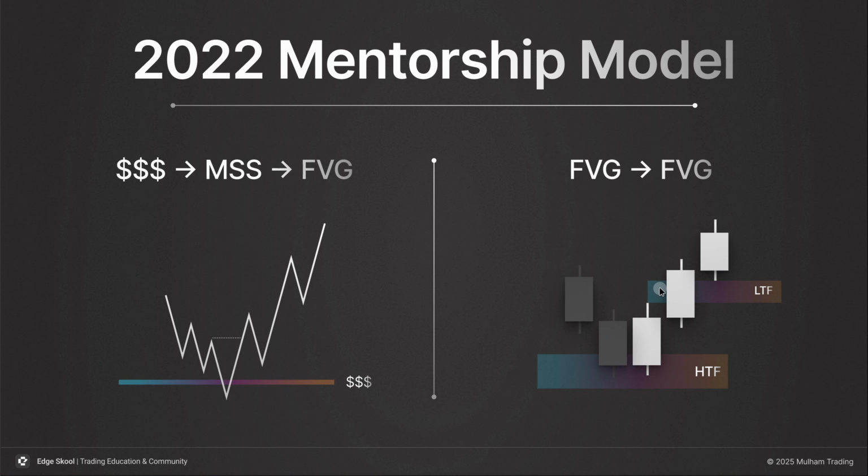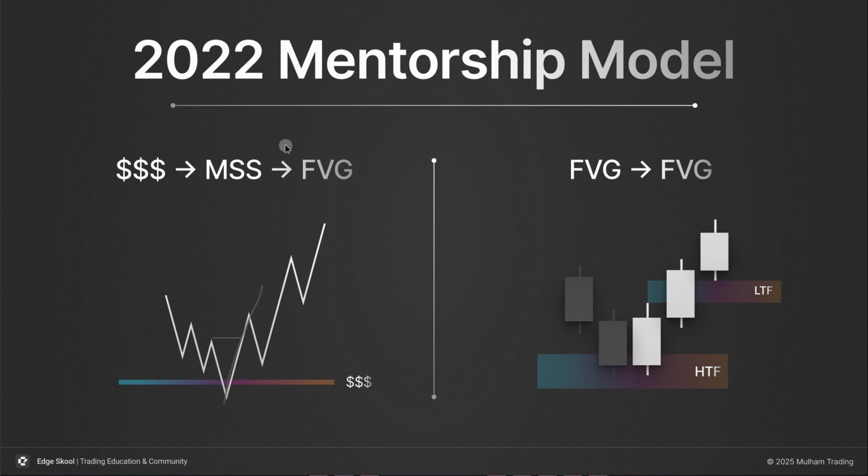Now some other examples and different combinations of the 2022 mentorship model. As I said, we could be dealing with any key level, we could be dealing with any alignment type, and we could be dealing with any entry. Now we could look for a key level of a liquidity sweep. So this is a level on the higher time frame, something like this, and then on the lower time frame we go lower, we take that level and we immediately go up.